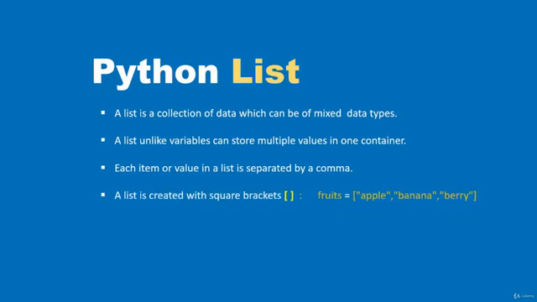Each item in a list is separated by a comma, and you can create a list by using square brackets. For example, you can create a list called fruits, and you assign the values or the items for that list inside square brackets, and you separate each item by a comma.